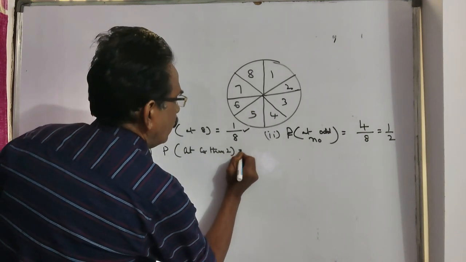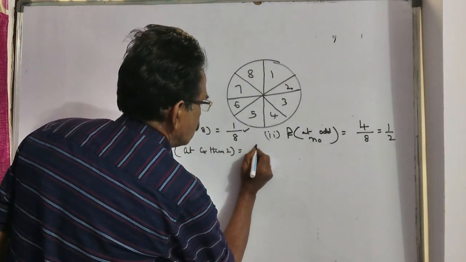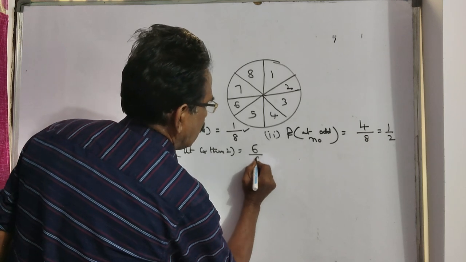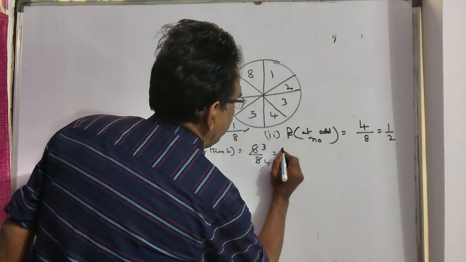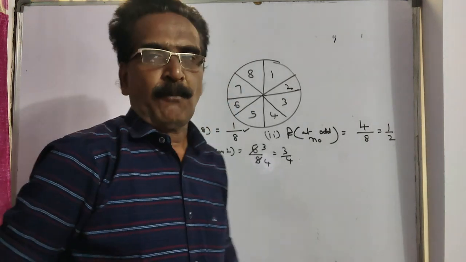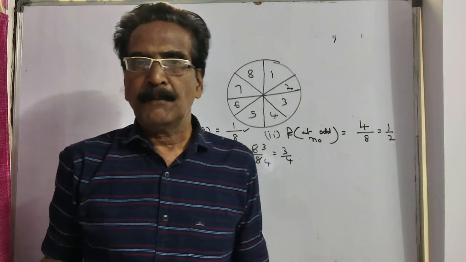Greater than 2, there are 6 numbers. So favorable outcomes 6, total number of outcomes 8. 2 3s, 2 4s. 3 by 4 is the required probability.